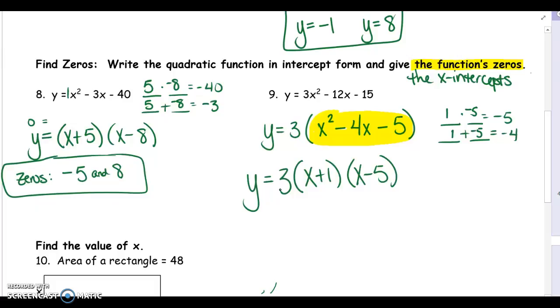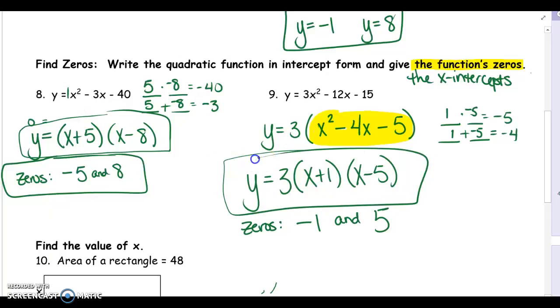So the first set of parentheses, x plus 1, what value of x would make x plus 1 equal 0? Negative 1. So one of our x-intercepts is negative 1. Our other x-intercept is positive 5. X-intercepts, zeros, whichever term you want to use. They want us to write the function in intercept form, did it. And they want us to give the function's zeros, did it.